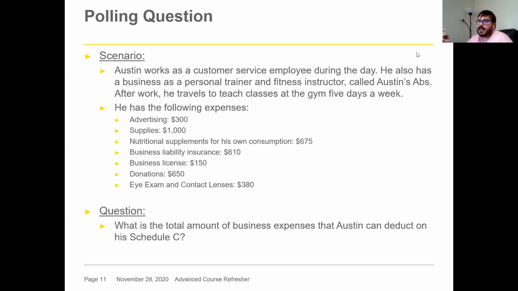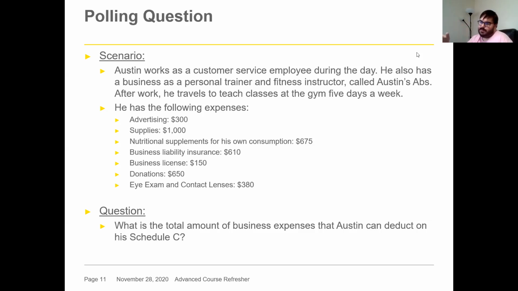So you would include the advertising. That's a legitimate business expense. You would include the supplies because you would assume everything's for the business. You would not include the nutritional supplements for his own consumption because of that keyword. It's for his own consumption, so it's not a business expense. So you would not deduct that. You would deduct the business liability insurance. It's for the business. You would deduct the business license, because again, for the business.